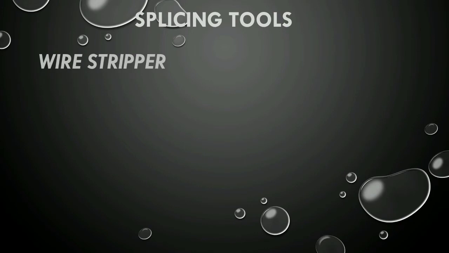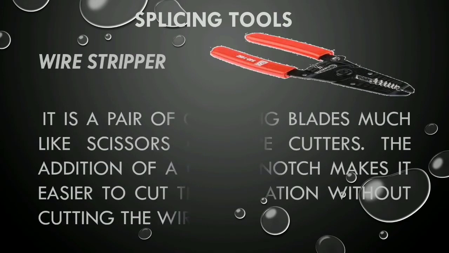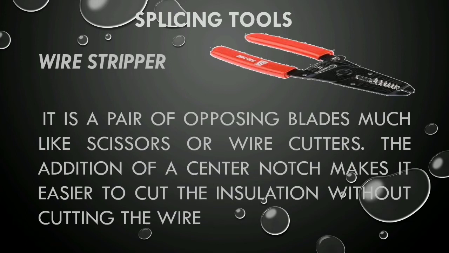So meron naman tayong dito wire stripper. So itong example ng wire stripper. So it is a pair of opposing blades much like scissors or wire cutters. The addition of a center notch makes it easier to cut the insulation without cutting the wire.